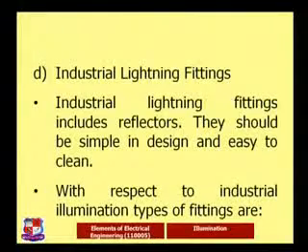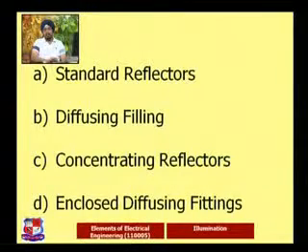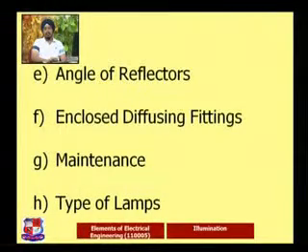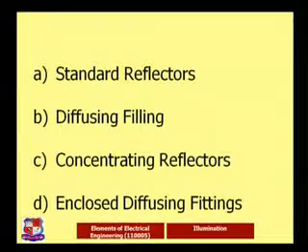With respect to industrial illumination, the types of fittings which we can use are the standard reflector, diffusing fitting, concentrating reflector, enclosed diffused fittings, angle of reflectors, enclosed diffuse fitting, maintenance, and the type of the lamps. Standard reflectors are the standard ones, which reflect almost all the light from the source onto the object. If required, 100 watt to 500 watt bulbs or lamps can be used, which will reflect the light onto that particular object. That is known as the standard reflector.